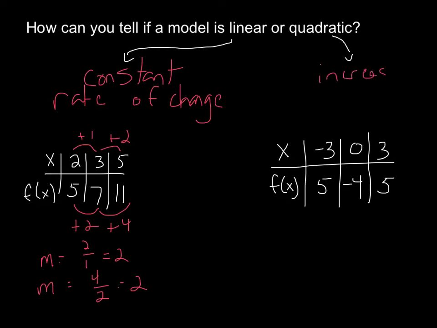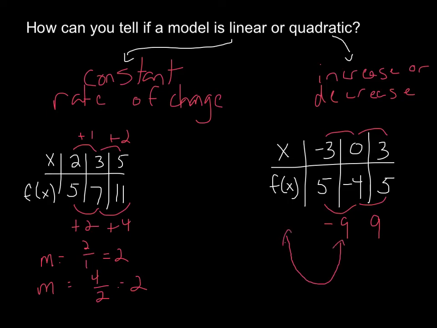Now, for a quadratic model, you could have an increase or decrease in the rate of your outputs. So for instance here, x went up by 3, but this went down 9. Here, x went up by 3 again, but then this went up 9. Well, see, it's increasing and decreasing. That's how you know you have a quadratic model. It's not constantly increasing or constantly decreasing. It's doing both. And that makes sense if you have a parabola, right? It decreases and then it goes back up. Whereas a line might always be increasing or always be decreasing.